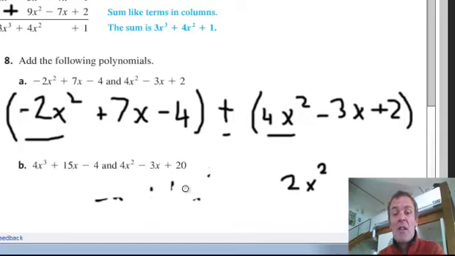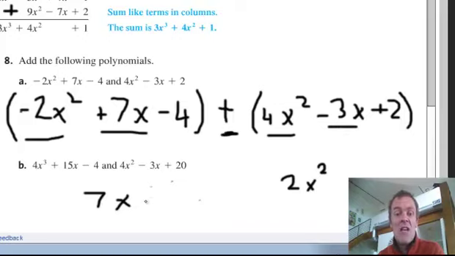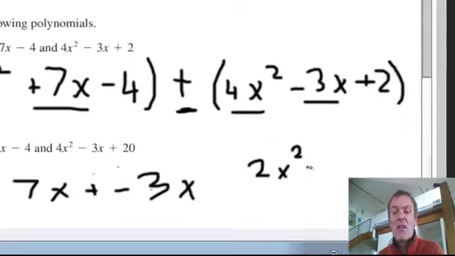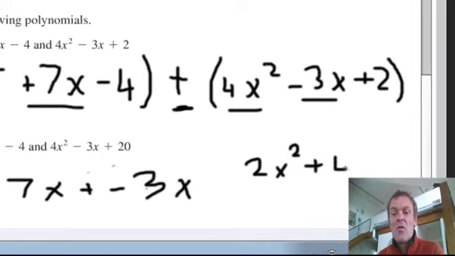So again, I'm just looking for the like terms. The next one I'm going to pick is the 7x. I've got a 7x in the first, and again I'm adding a negative 3x in the second. But remember, that's just taking away 3x. 7 take away 3x is a positive 4x. That's that done. So that's the x terms done.